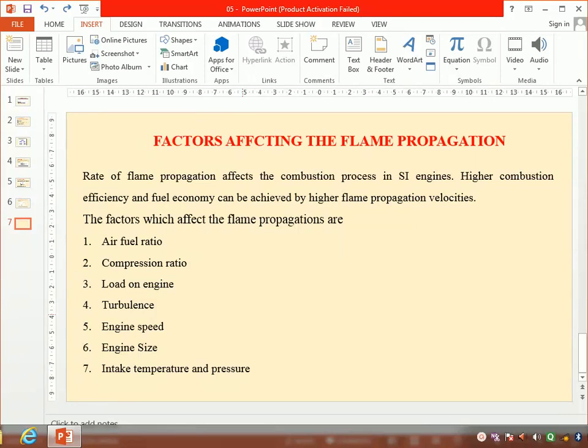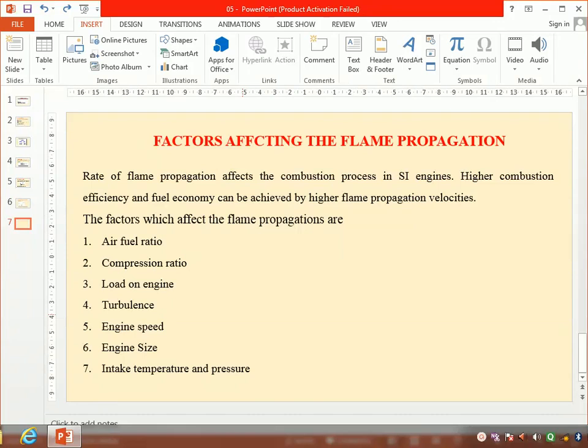Second, compression ratio. It is obvious that a higher compression ratio will result in higher pressure and temperature, and thereby it reduces the ignition lag, and it increases the maximum pressure inside the engine cylinder. At the same time it increases the mean effective pressure inside the engine cylinder, and thereby it reduces the ignition lag period and increases the flame speed, meaning the flame propagation speed will be higher with a higher compression ratio.